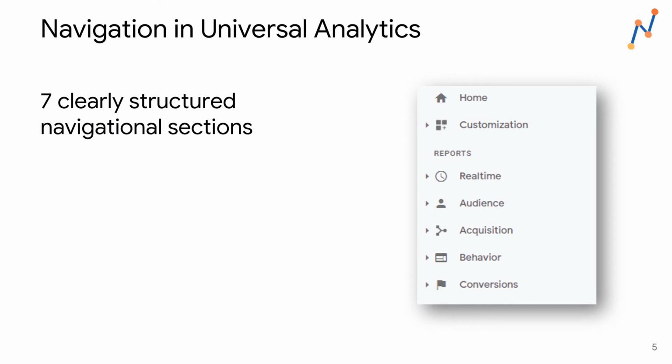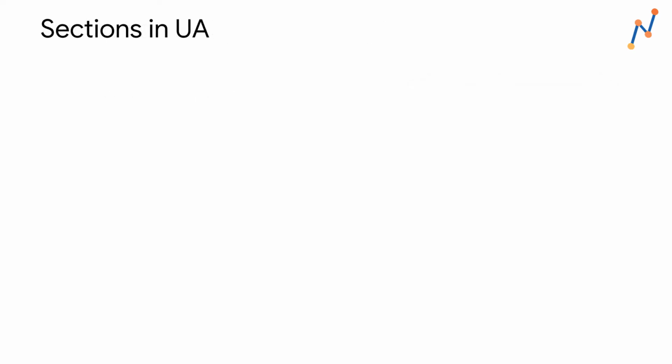Like mentioned before, Universal Analytics comes up with 7 clearly arranged navigational sections, which are Home, Customization, Real-Time, Audience, Acquisition, Behavior, and Conversions. Let's have a quick look at what these areas are intended for. For those of you who have been working with Universal Analytics for a while, this is probably nothing new. Please consider it a recap.